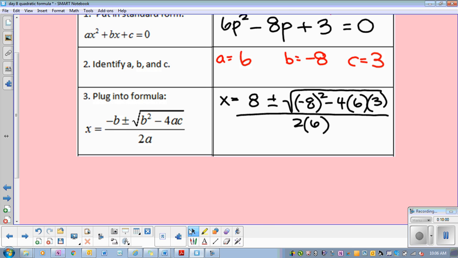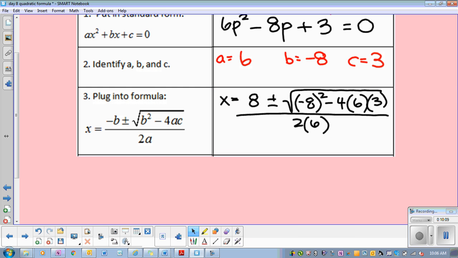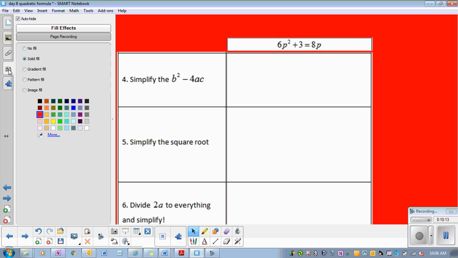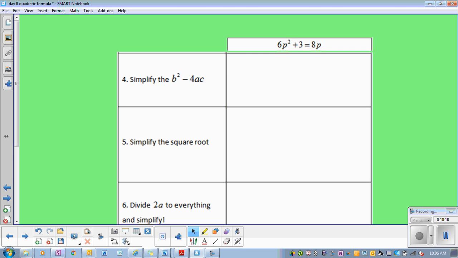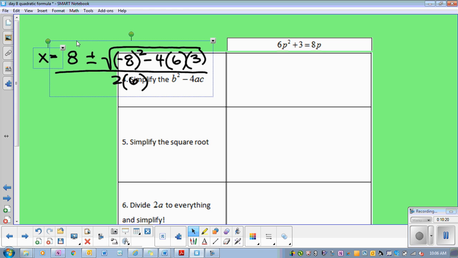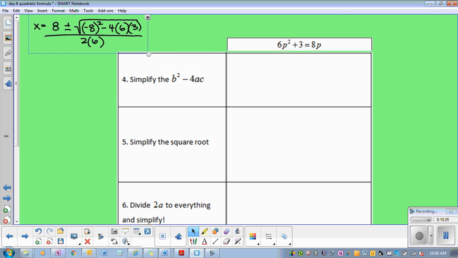Alright, so all I did was plug it into the formula. Did I do it right? Alright. So I'm going to take this guy. Let's copy it over. It's amazing. Smart board, isn't it? Gosh, I love this thing. You can do so much.